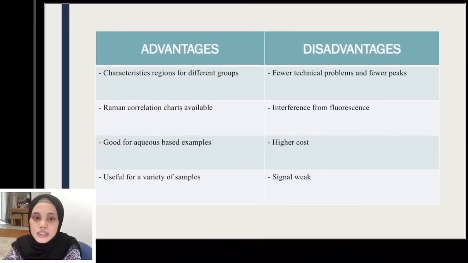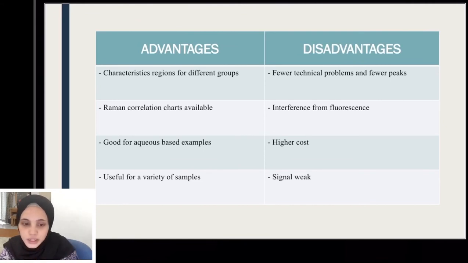The next is the advantages and disadvantages of Raman spectroscopy. Okay, first, the advantage of Raman spectroscopy is the characteristic regions for different groups. Second, Raman correlation charts are available, it is good for aqueous-based samples and useful for a variety of samples. For the disadvantages, there are fewer technical problems and fewer peaks, interference from fluorescence, higher cost due to the cost of laser source, and weak signal, which is 10 to the power of -8.